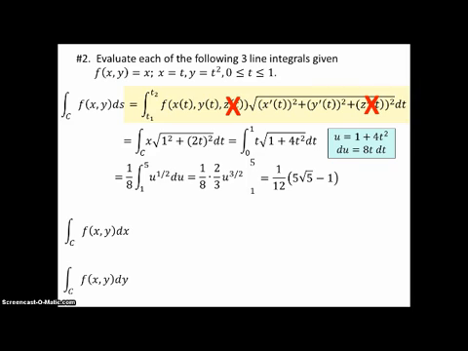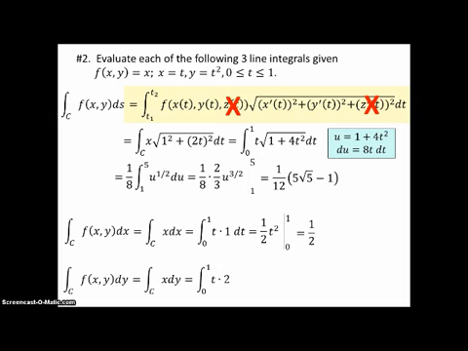Now the second one is the line integral along the x-axis with respect to the x-coordinate, and so our function is still x, and for dx, you have to take the derivative of x with respect to t, which is 1 dt, and that integrates to 1/2 t squared, evaluated from 0 to 1, and so we get 1/2. And finally, for the line integral with respect to the y-coordinate, we get the same function but times dy, and y is t squared, so dy is 2t dt, and that integrates to 2/3 t cubed from 0 to 1, and that value then is 2/3.